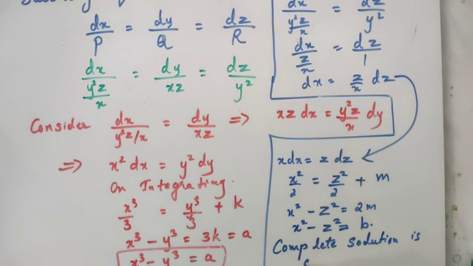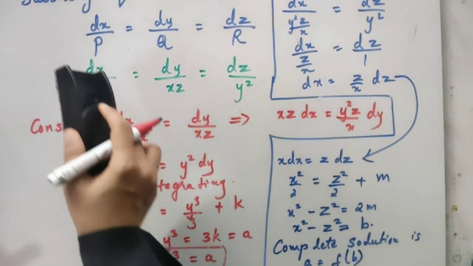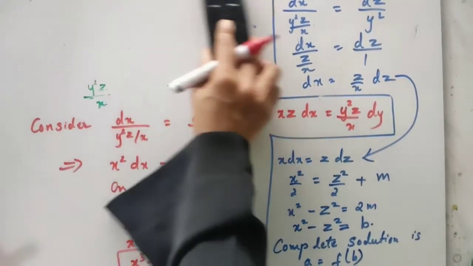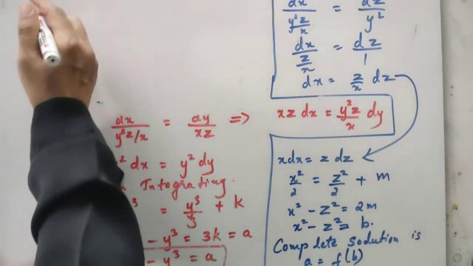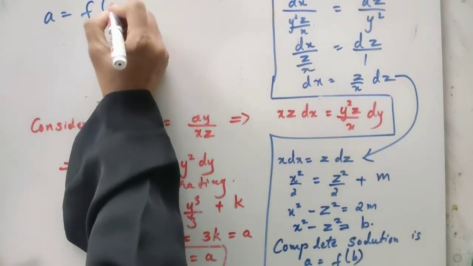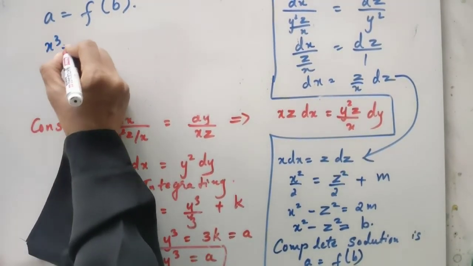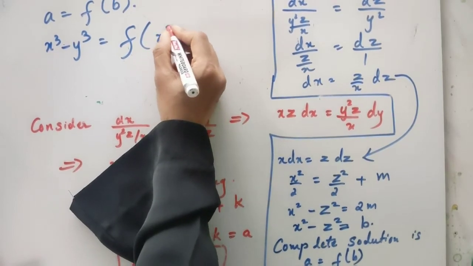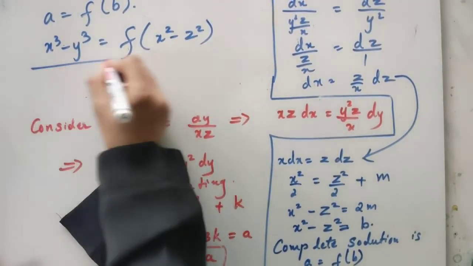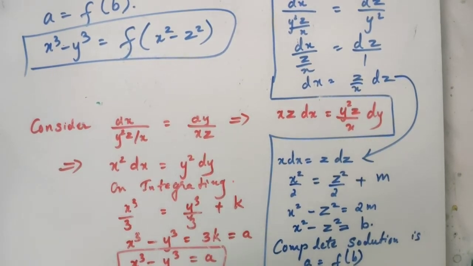is a is equal to f of b. A is equal to f of b. Shall I write it over here now? The complete solution is, yes, the complete solution is a is equal to f of b, or what is a? It is x cube minus y cube is equal to the function of x square minus z square. This is the complete solution for this problem. I hope that point is clear to all of you.